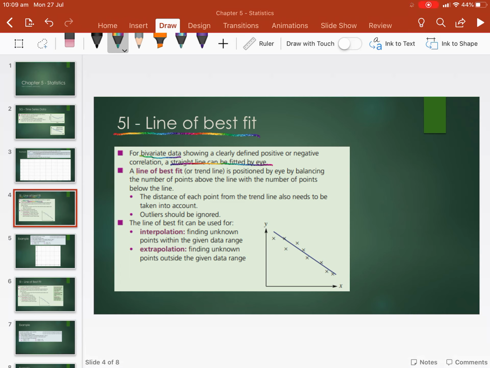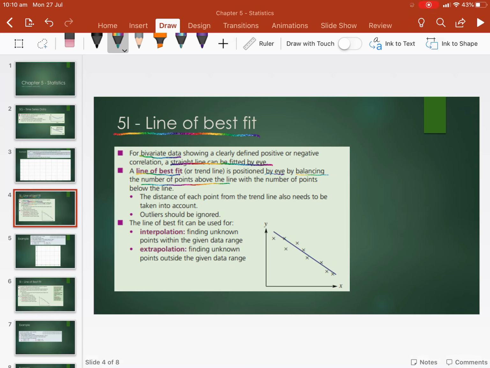So a line of best fit is positioned by eye. By eye, that's meaning it's literally just yourself putting your line on there. It's not a super accurate thing to do, but it can help predict points. And to do that, what you do is you balance the number of points above the line with the number of points below the line.